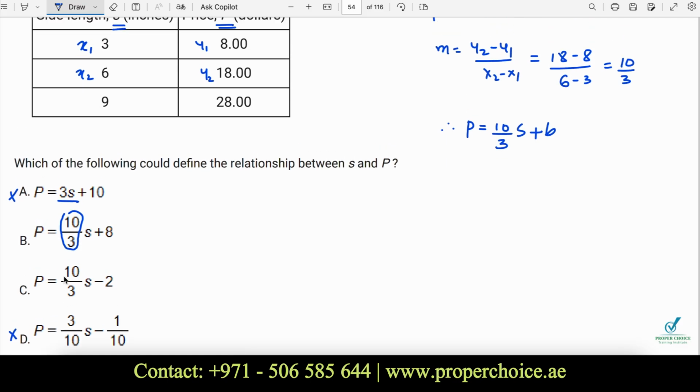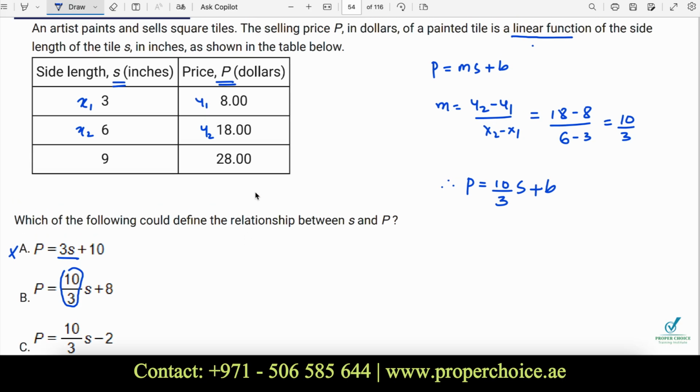Now how do we get the y-intercept? You get the y-intercept by taking any one pair of x and y values and substituting in this. Let me start with this one again. While finding the y-intercept or initial value, you need to simply substitute. When s is 3, p is 8. So substitute here: 8 equals 10 divided by 3 times 3 plus b. So the 3 and 3 get cancelled out, 8 equals 10 plus b. When you take this 10 to the other side, b equals -2.